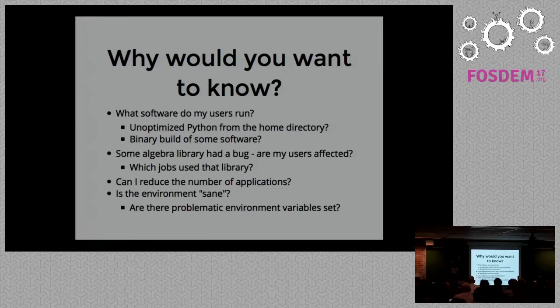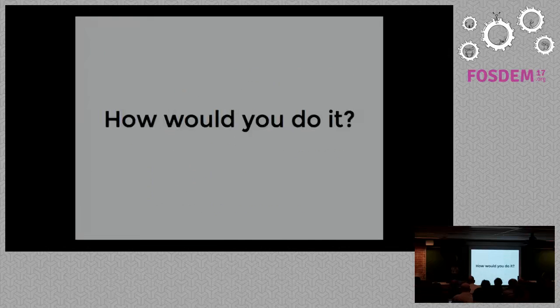And to help the users basically figure out if their environment is sane. So if you run a program and library path is set wrong, or you build a program and the environment is not sane, then your user is going to run into problems. So how would you do this? How would you approach this problem?